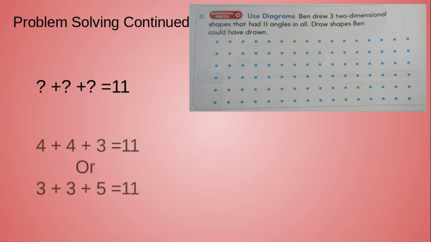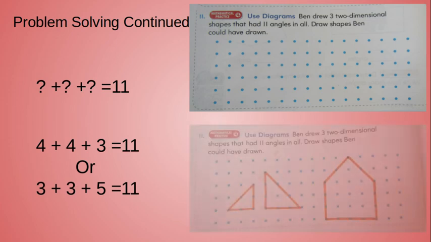So let's look at those ideas. So that first example, 4 plus 4 plus 3, that's like saying a quadrilateral plus a quadrilateral plus a triangle would add up to 11 angles. Or I could do 3 plus 3 plus 5. That's like saying a triangle plus a triangle plus a pentagon equals 11 angles. You get to choose. I'm going to use the bottom one. I want to draw 2 triangles and a pentagon. And that's what I'm going to use for my example.